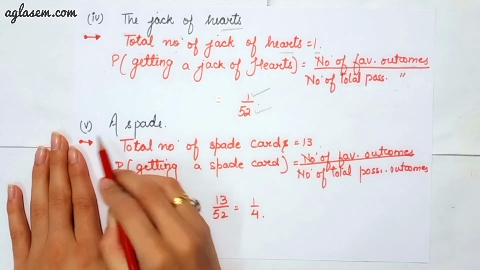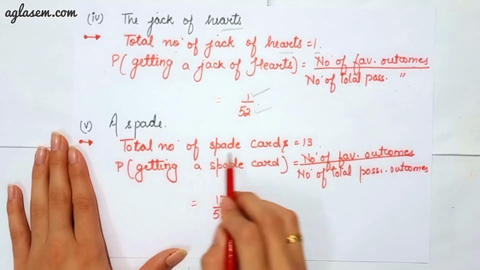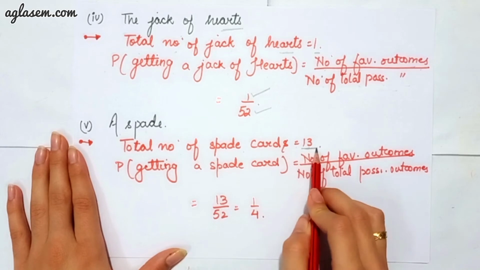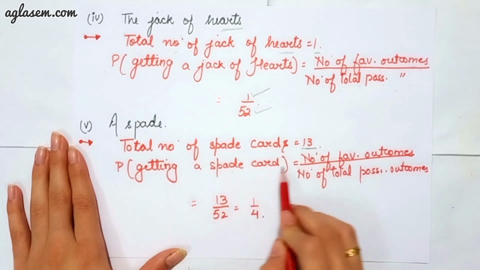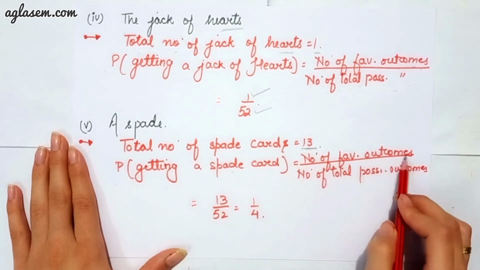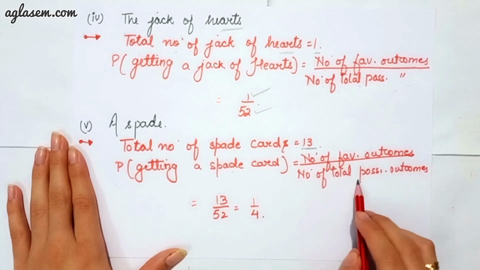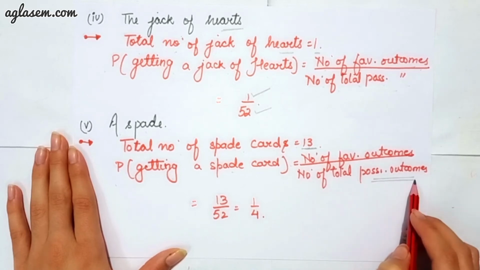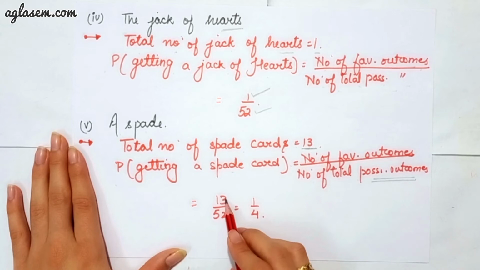Fifth part says a spade. The total number of spade cards is 13. The probability of getting a spade card equals the number of favorable outcomes divided by the total number of possible outcomes. So the favorable outcomes are 13 and the possible outcomes are 52, which will give you 1 upon 4.